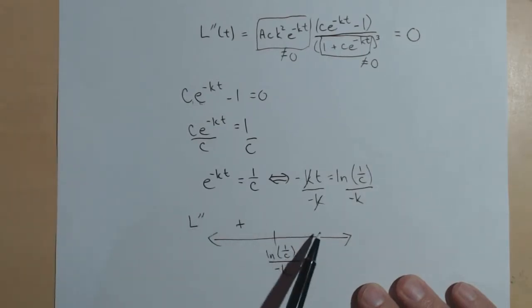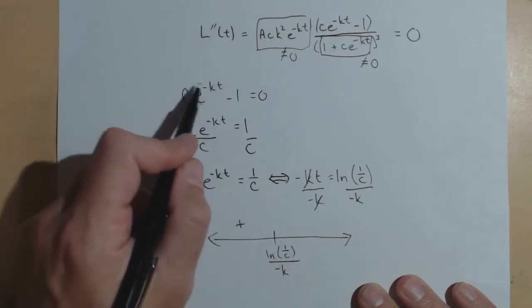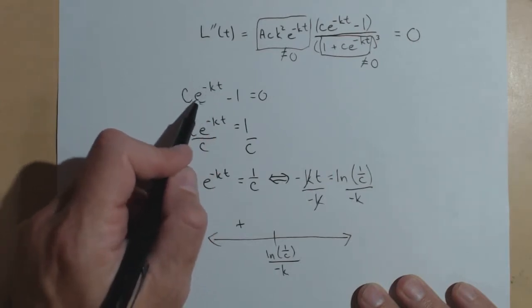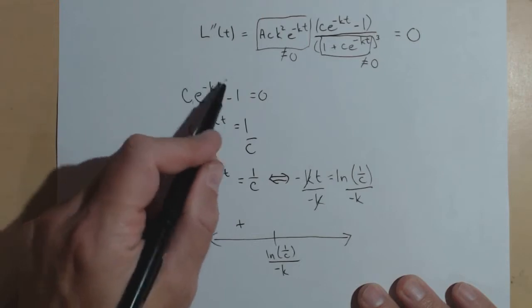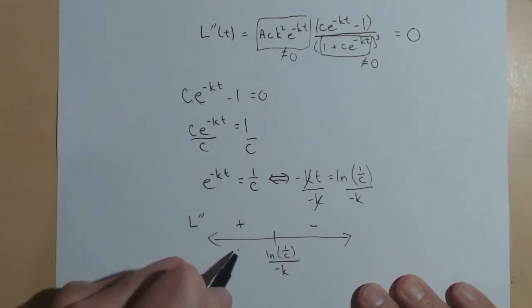Similarly, if we're over here, if we use values larger than this, we're going to find that t values larger than that is going to make this piece really small, so small that this whole thing is going to be less than 1. So this is going to end up being negative.